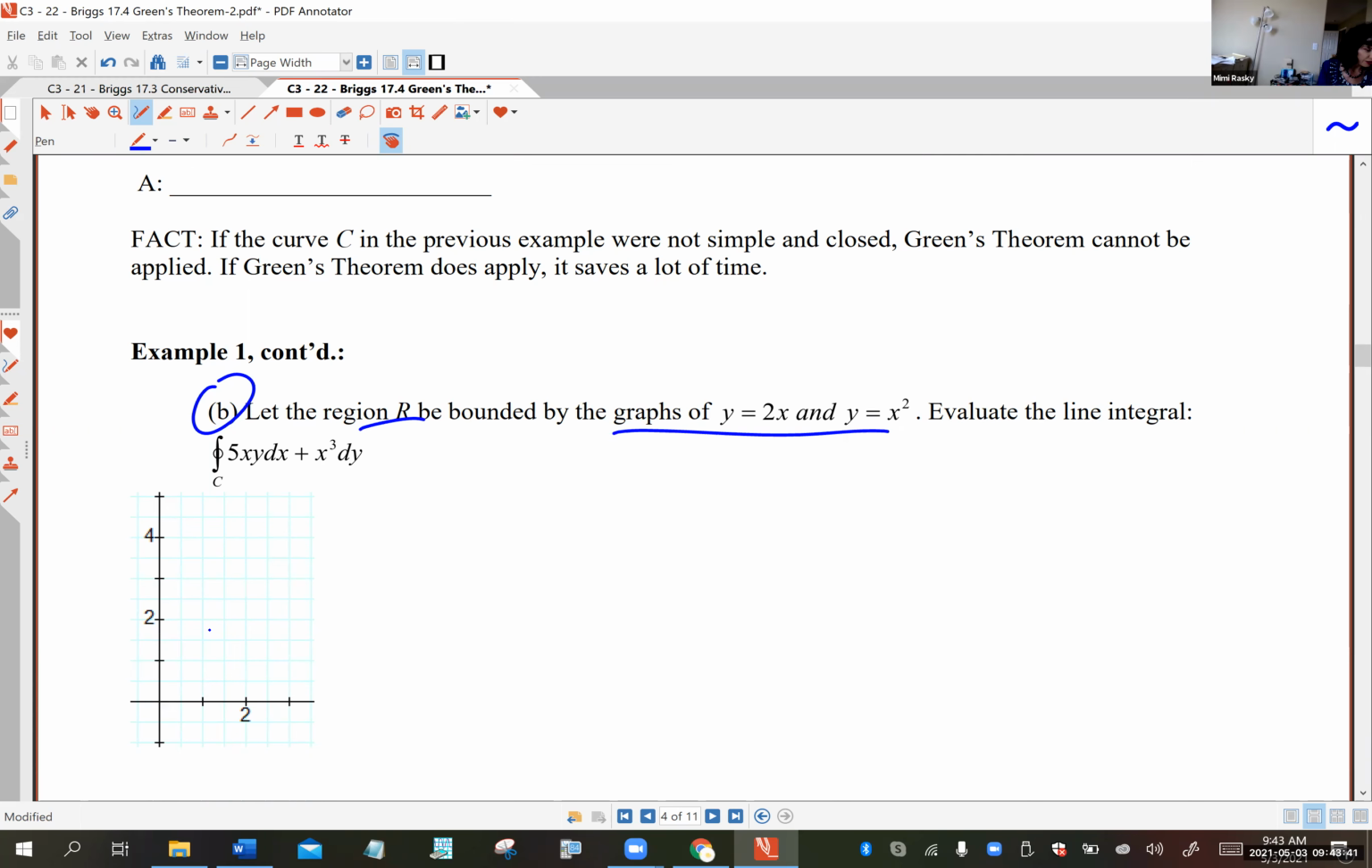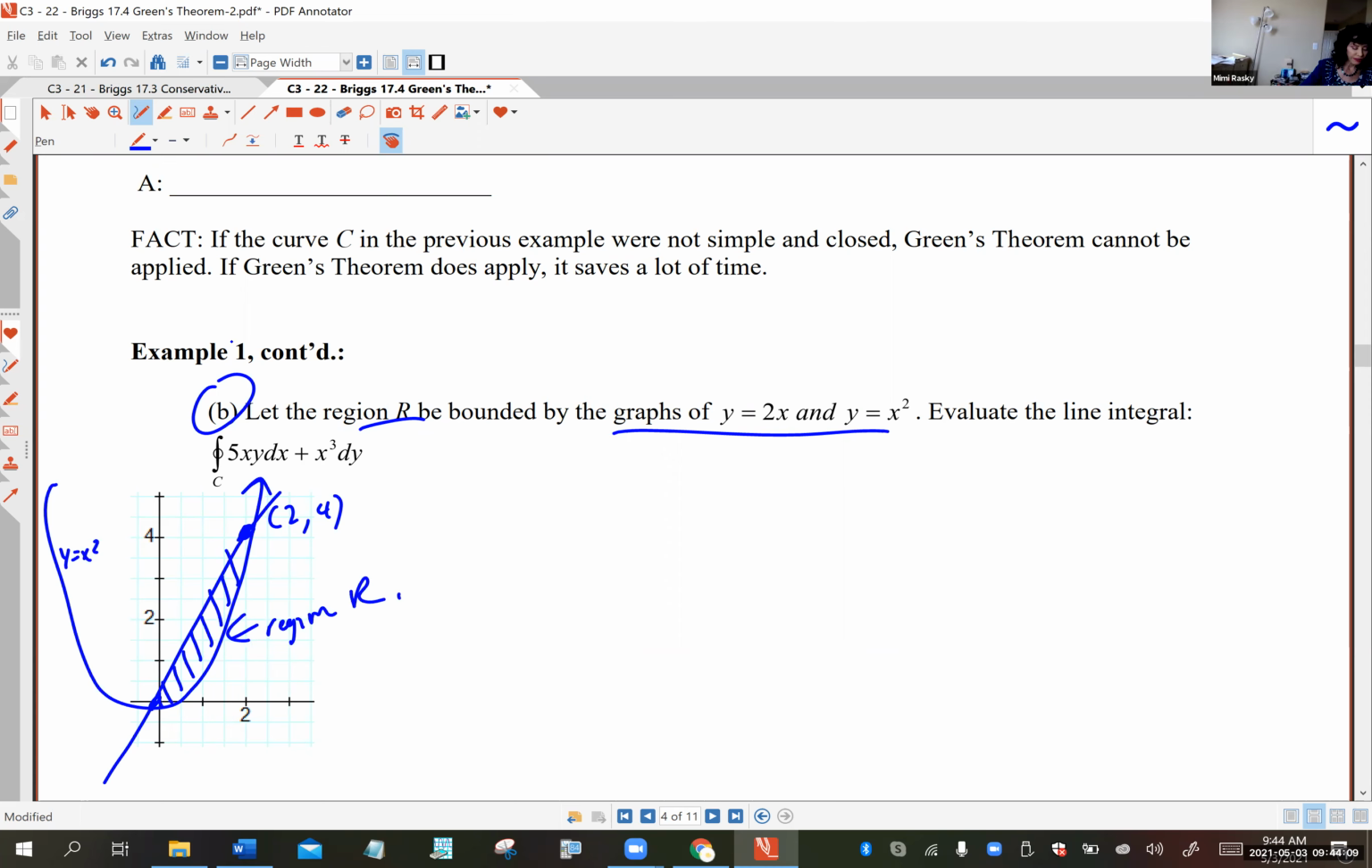Hopefully you know how to graph y equals 2x. It's a line, and it goes through the point (2, 4). And then y equals x squared, a parabola. Like that, there's y equals x squared. And this is the region of integration. There's your region R. Well, that's a closed region.